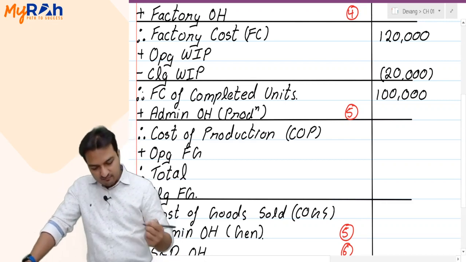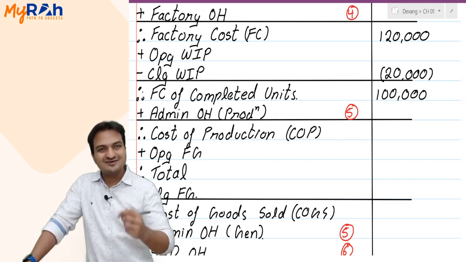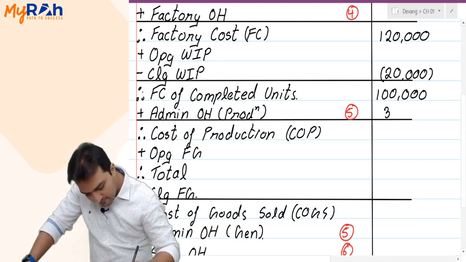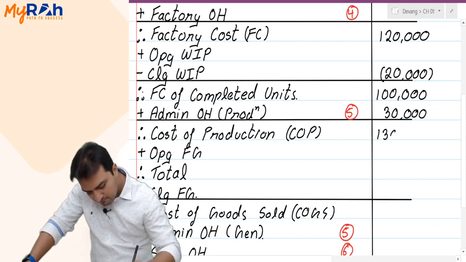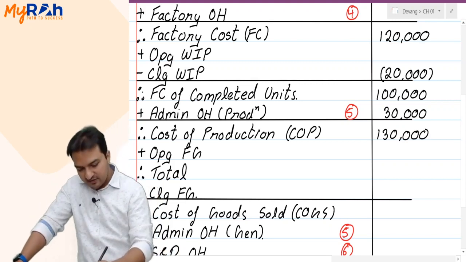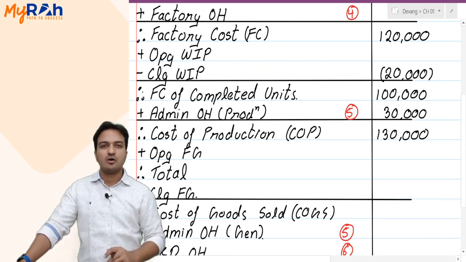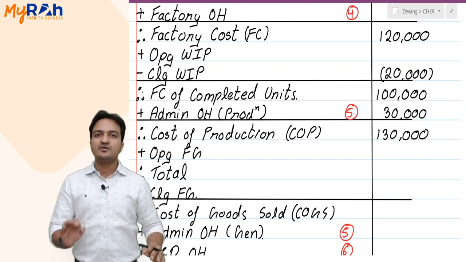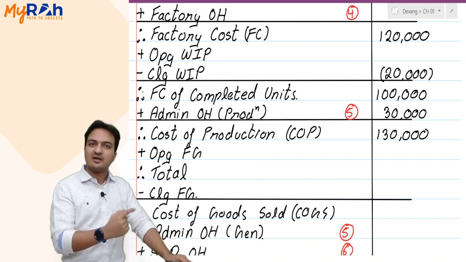Now, if in my company, say for example, production related admin overheads is 30,000, then I will add that admin overheads over here, 30,000. This makes my total now 1,30,000. This 1,30,000 is now called cost of production. It indicates the total cost of all the units that I produced, 1,30,000.